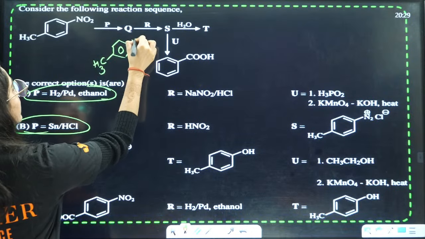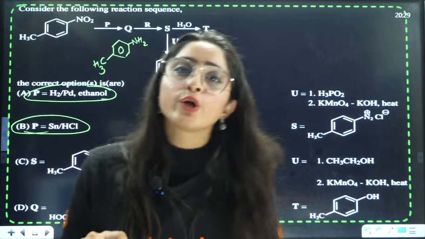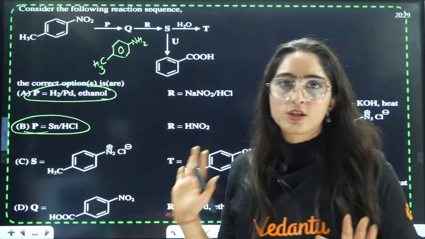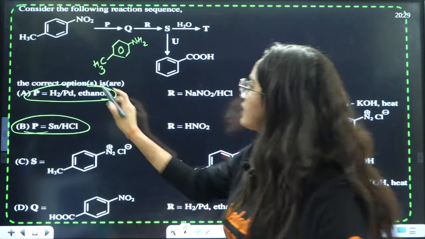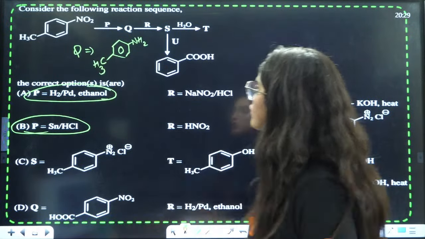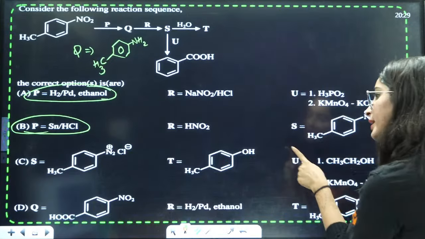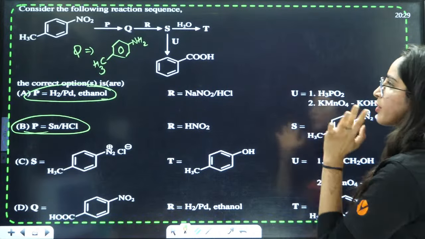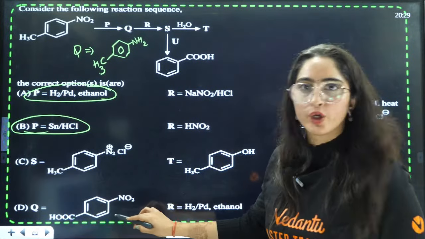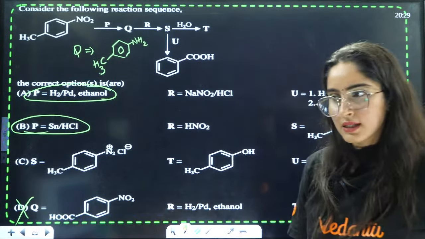This is converted to NH2. With Sn/HCl, or if you are doing catalytic hydrogenation in the presence of ethanol, the NO2 group is converted to NH2. That is the value of Q here. So Q is confirmed. If P is this, then Q should be... Q is not mentioned anywhere, right? So this is definitely not Q. If P is this, then Q is not this. So D is the wrong answer, right?